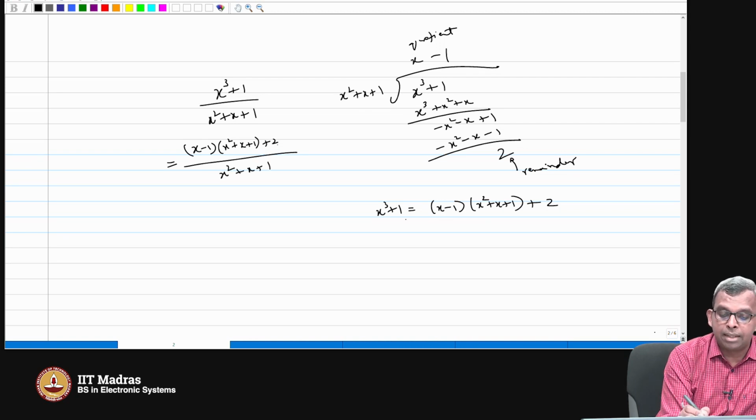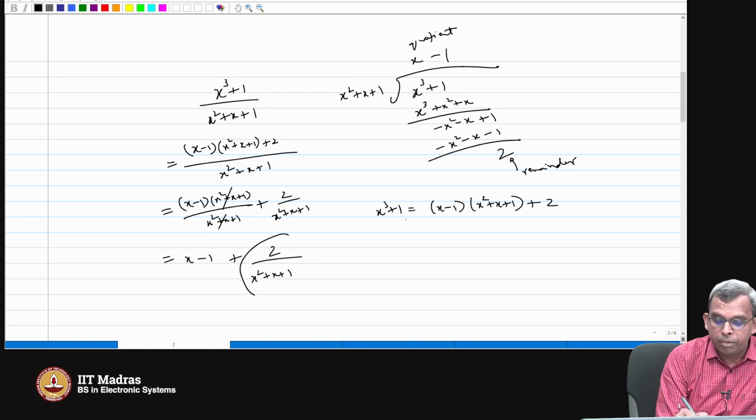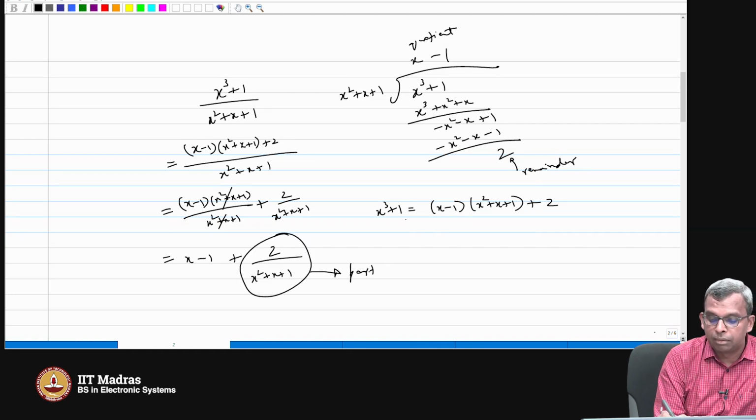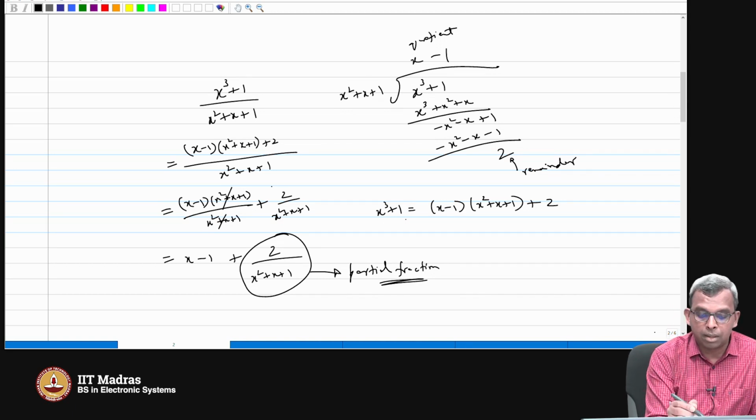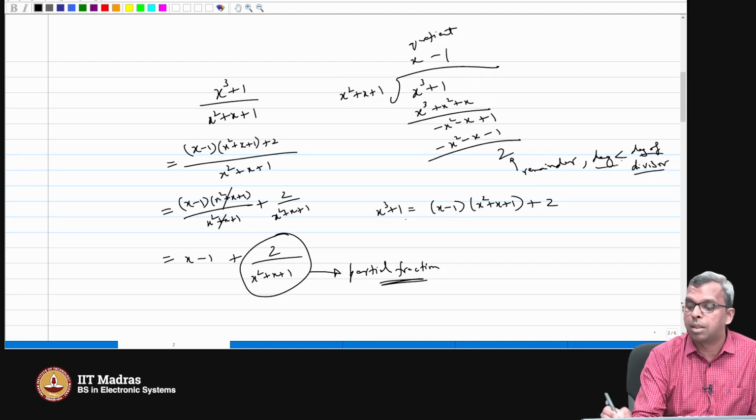Now you divide this term by term. So you write it as x minus 1 into x squared plus x plus 1 divided by x squared plus x plus 1 plus 2 by x squared plus x plus 1. These two cancel, so what you have here is just a polynomial plus 2 by x squared plus x plus 1. And we can now do partial fraction here. Why? Because this remainder's degree is going to be strictly less than the degree of the divisor. Okay, that is the power of the division algorithm.